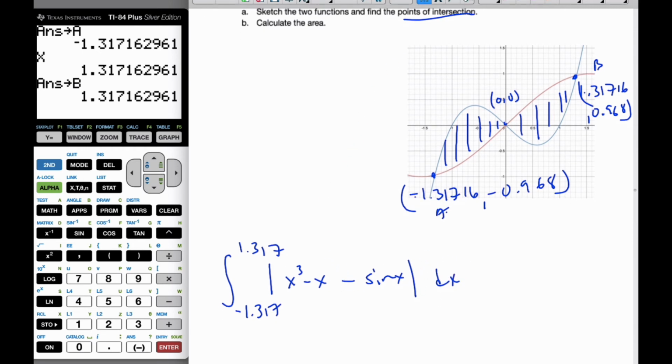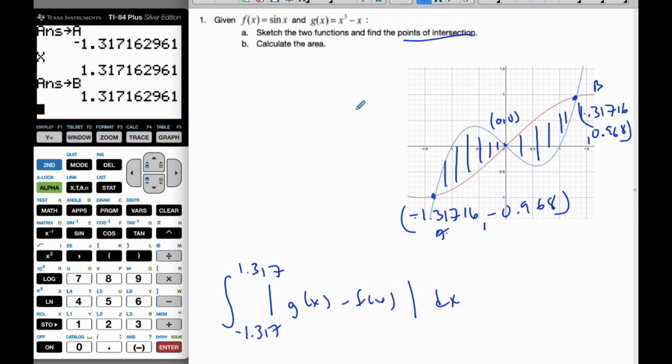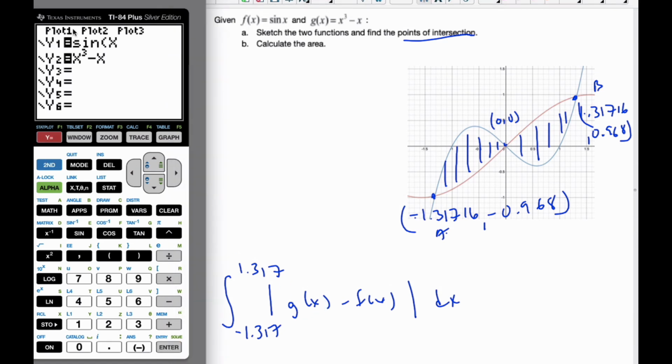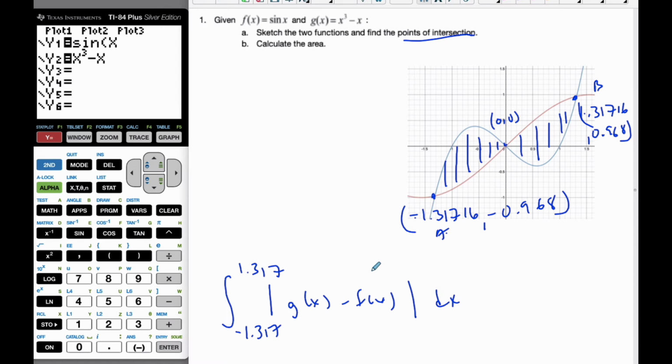I could have also written, because f and g are defined up top, I could have just simply said g of x minus f of x. And because they're defined for me, this is sufficient as well. So if I look at my calculator, I know that this here is actually y1 and this is y2, just so I can keep track of what my variables are.